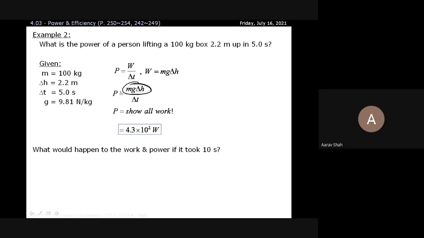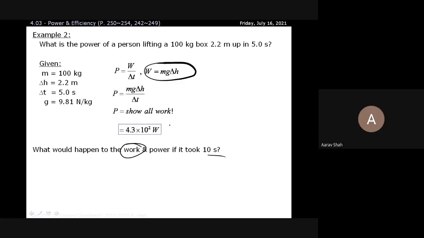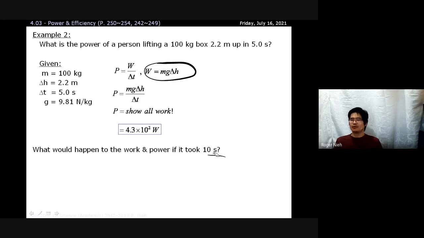The work is cut in half. And that's why I like asking these questions here, right? There's always a common confusion with regards to this question over here. What will happen to the work if it took 10 seconds instead? Remember that the work that you're doing is just lifting the object up. It doesn't care about time. Oh wait, yeah, never mind. The power is different. So the work would remain the same. Okay, the work value would be the same.